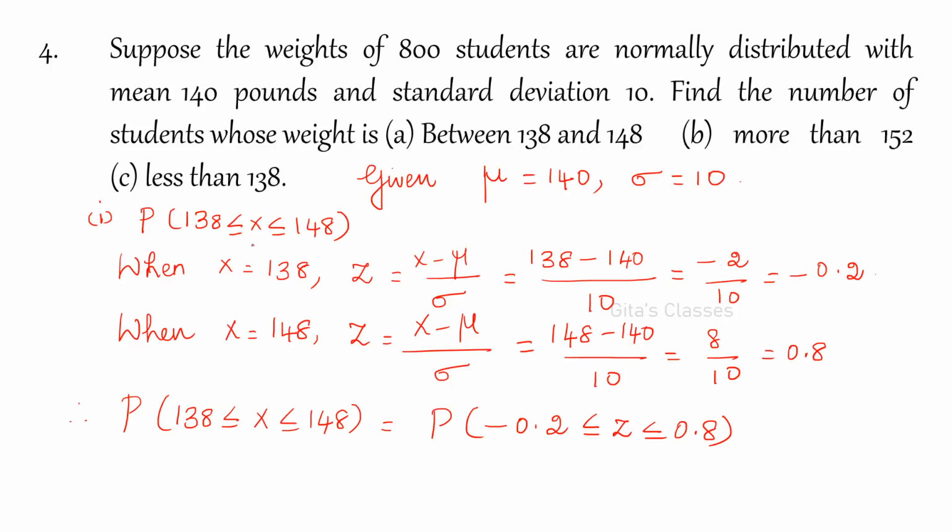Since x values are given and we are going to use the normal table, we have to convert x values to z values using the formula z is equal to (x minus mu) by sigma. So when x is equal to 138, it becomes minus 0.2, and when x is equal to 148, it becomes 0.8. So P of 138 less than or equal to x less than or equal to 148 means the probability of minus 0.2 less than or equal to z less than or equal to 0.8.